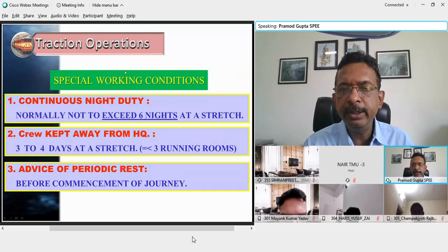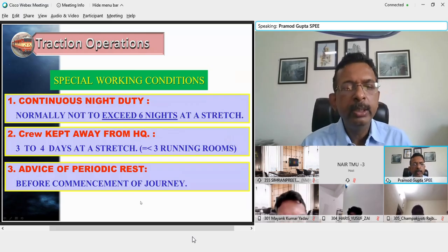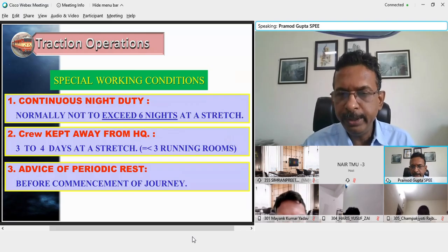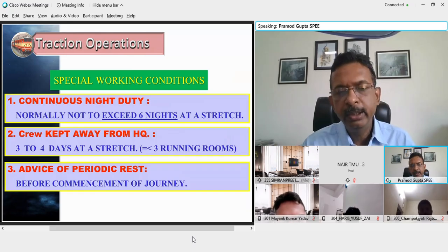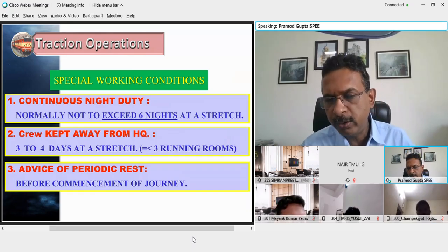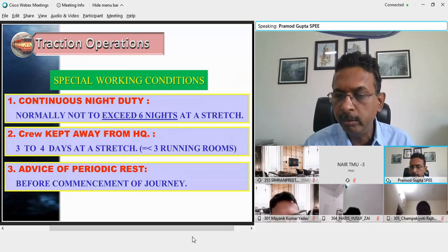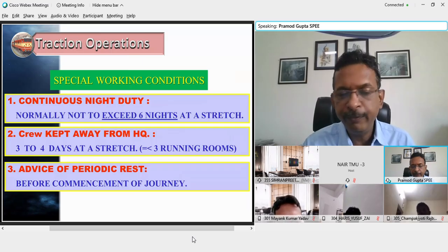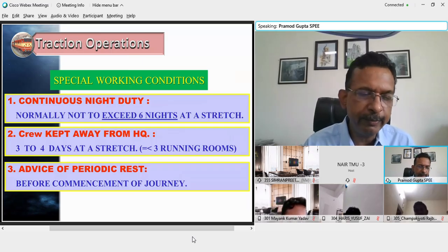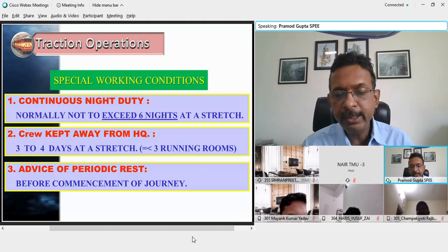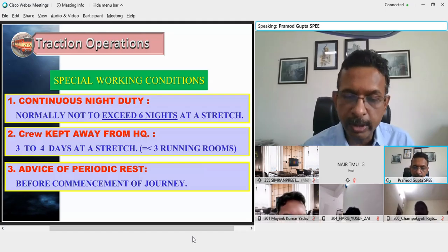The special working conditions should also be taken into account when we make the rostering. The continuous night duty should not exceed 6 nights. He should not remain out of his home, out of his work, for more than 3 to 4 days. After every 3 to 4 days, he should come back to his home. And before he commences the journey or at the completion of the journey, we advise him that although he is going on rest, he should take rest.